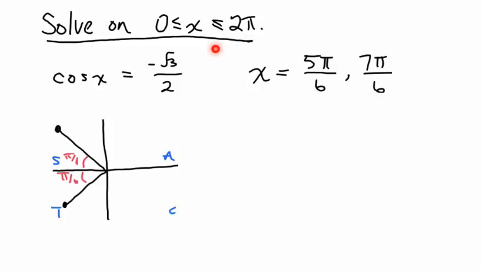Since these are the only two values on the interval from 0 to 2 pi, that completes our example.